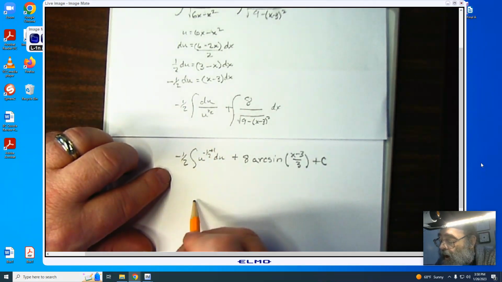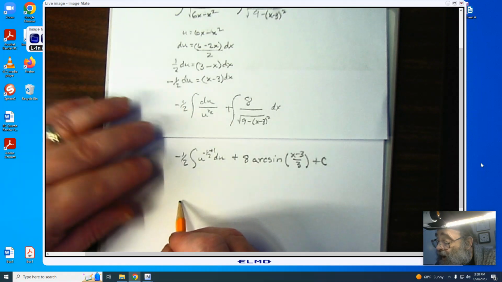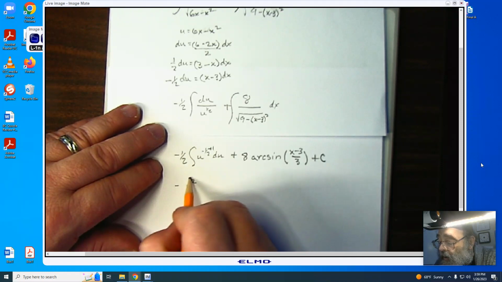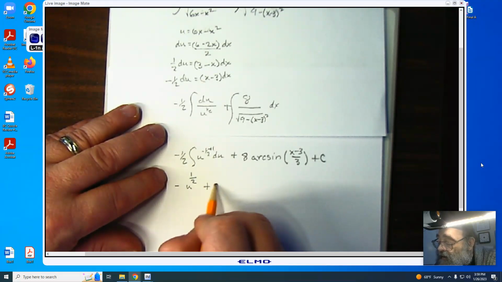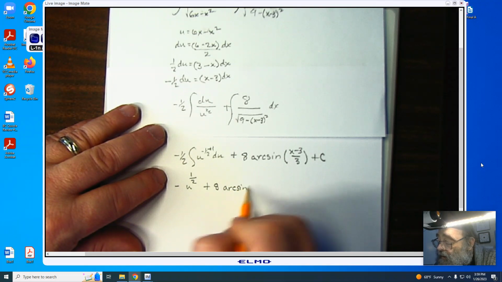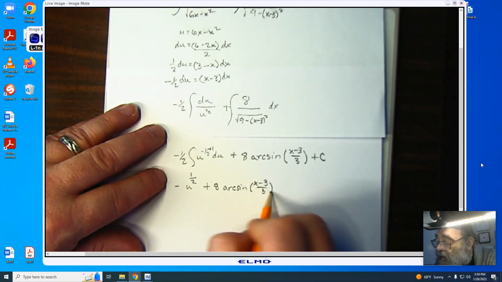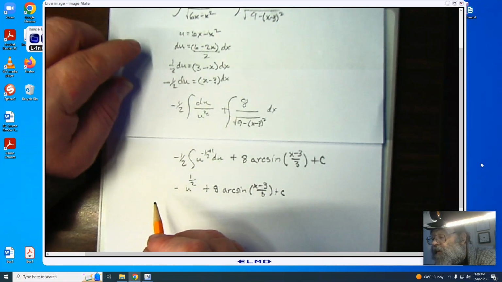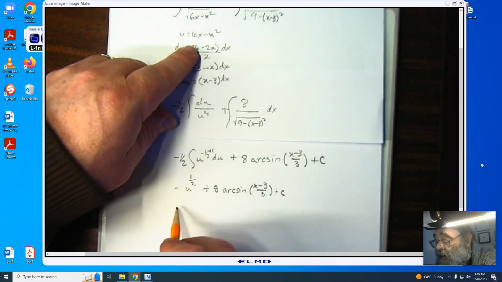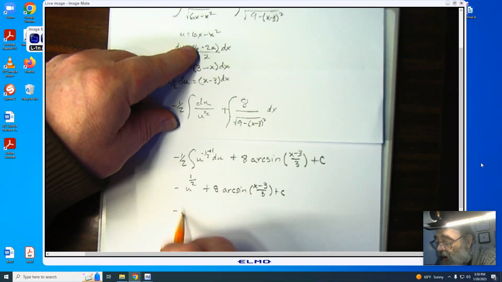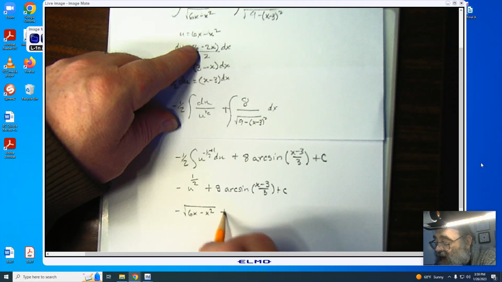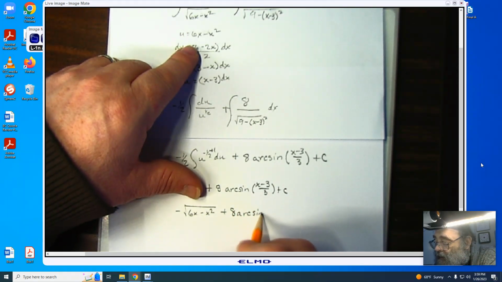I add 1. I divide by the new power. The new power is 1/2. So I'm looking at negative u to the 1/2 power, plus 8 arc sine of x minus 3 over 3 plus c. And I want to back substitute with my u. So let's find where our u was. It's right up here. So I now have the square root of 6x minus x squared plus 8 arc sine of x minus 3 over 3 plus c.